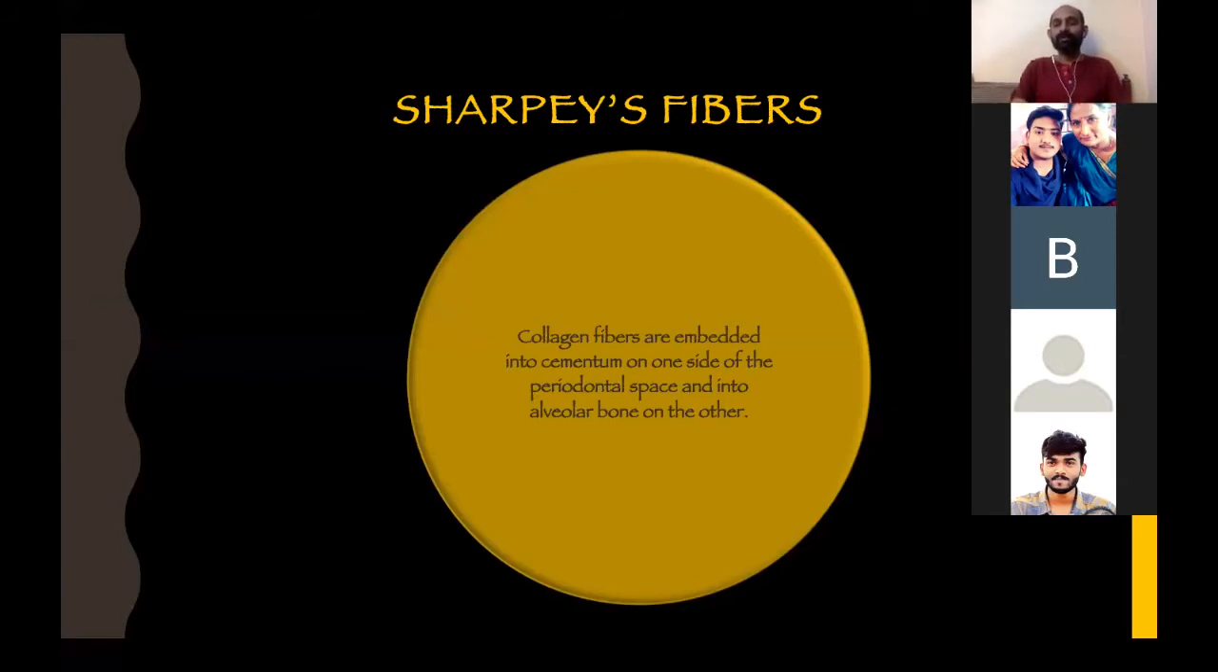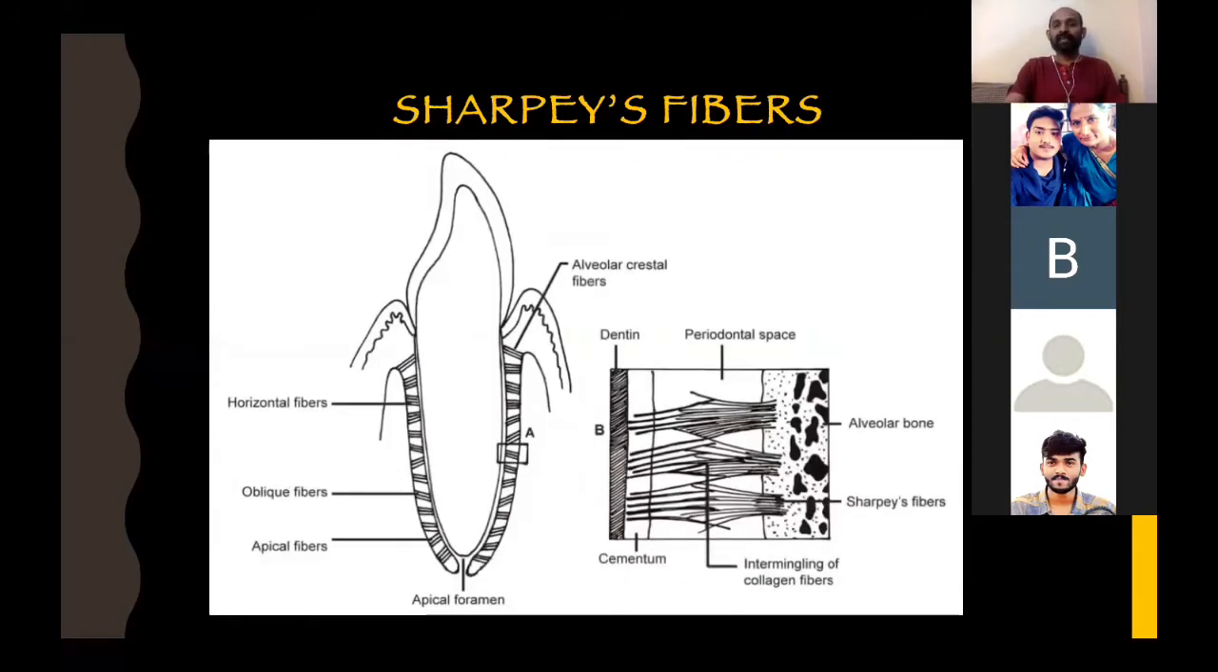Okay, so the two differences Sharpey's fibers have with the regular periodontal ligament are: Sharpey's fibers have type 3 collagen, and Sharpey's fibers are the fibers which are inserted into the hard tissue, which means they can also get calcified.